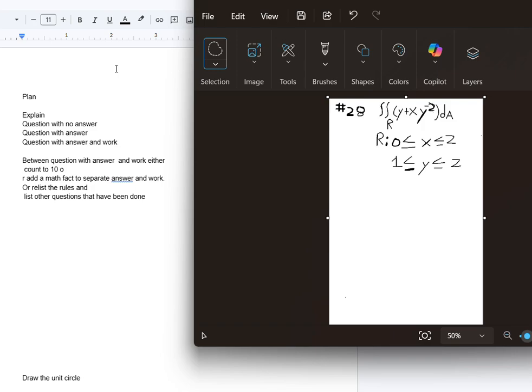Most importantly, the audio is on. And to our right, we can see the question. This is question 1 or question 28. It's integral calculus, a double integral. And you'll see it in a moment.